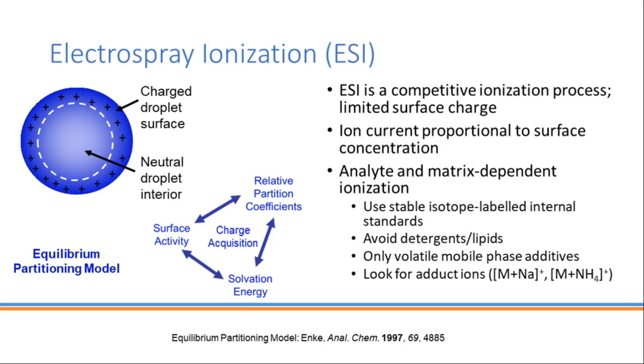We have to have these stable isotope labeled internal standards. We'd like to avoid any places where we have detergents and lipids. If you're analyzing blood plasma or something, you generally have to really be good about cleaning up the lipids, or they will greatly reduce the ionization of the things you're looking for. Similarly, we have to use volatile mobile phase additives. We want these things to evaporate, otherwise the stuff's just going to deposit in your ion source chamber.